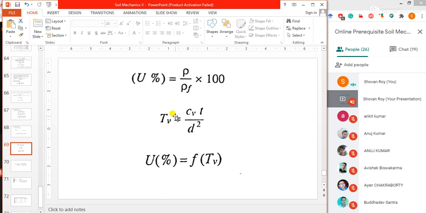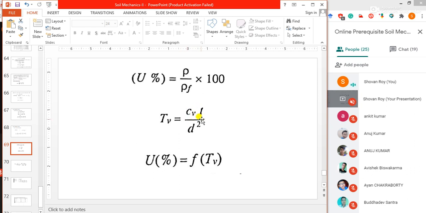Okay, permeability totally depends on your time. So here also in consolidation there is one term, that is time factor. Time t is there, you can see in this formula, and also another important term, that is time factor, Tv. What is Tv? Tv is defined by this equation only.